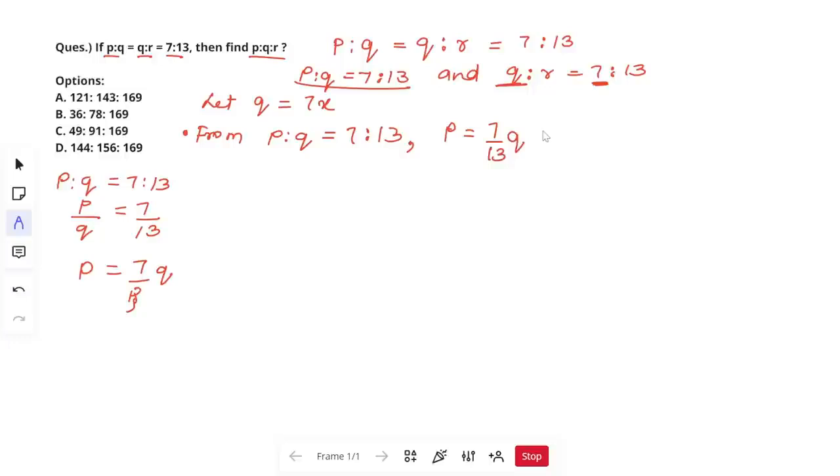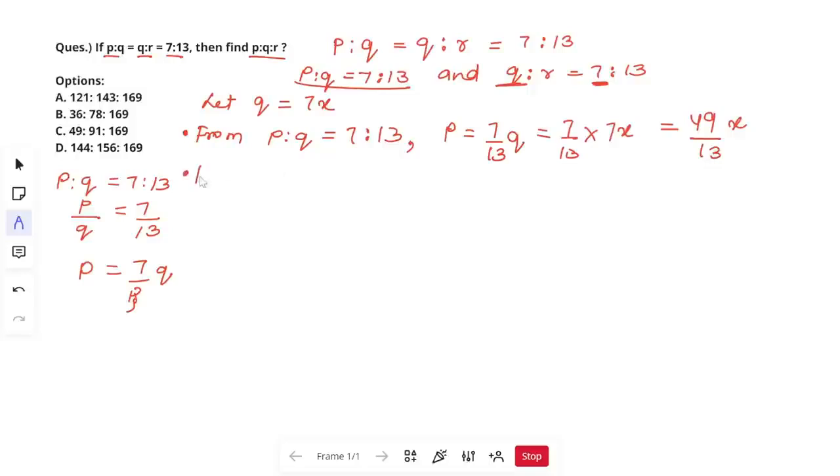Then we will substitute the value of Q in this case, which we have assumed, 7x. So this is going to give us 49 by 13x. Okay, this is the value of P we have got.